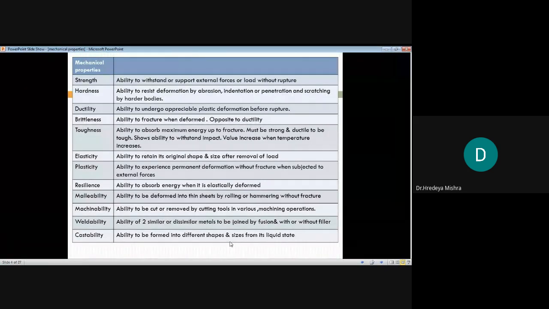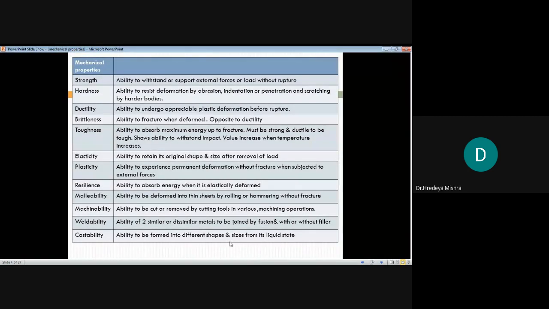Rupture means without any cracking or damage. Okay, that is what we call the rupture. Ability to withstand or support external force or load without any rupture means whatever the maximum force supplied on the component by which your product or component does not break out, crack, or break.